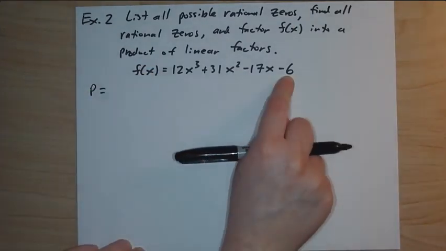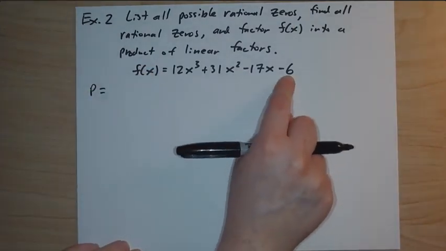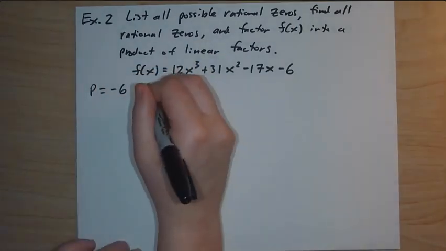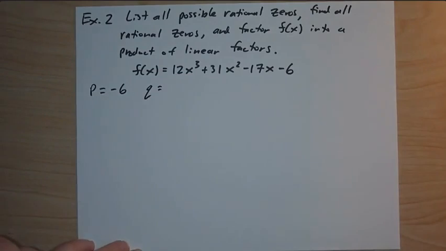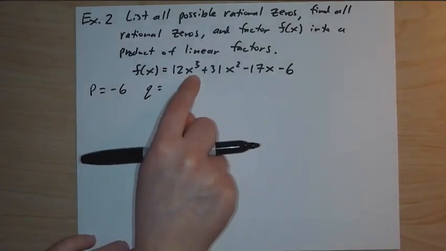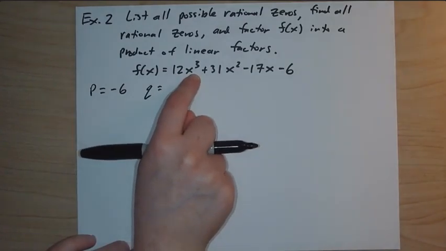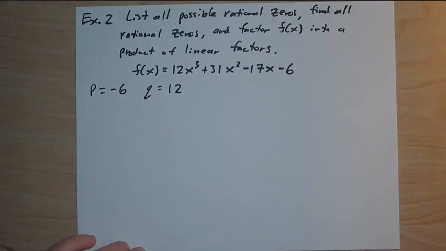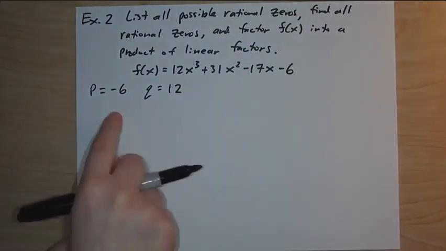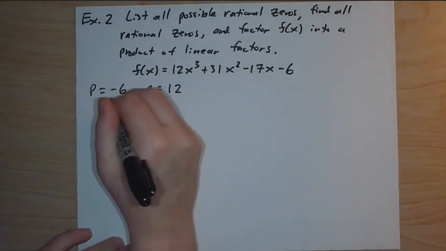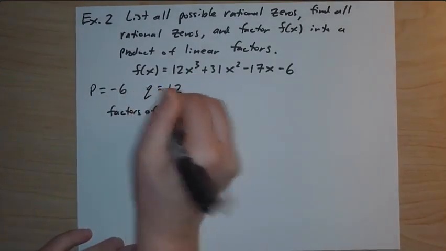So we're going to be looking at p and q. P is going to be this very last number here, the number that has no x after it. So our p is negative 6. Our q is going to be our leading coefficient, which is the number in front of our biggest x. Our biggest x is x to the 3. The number in front of it is 12, so our q is 12. And we're going to be looking at all the possible factors of p and q.